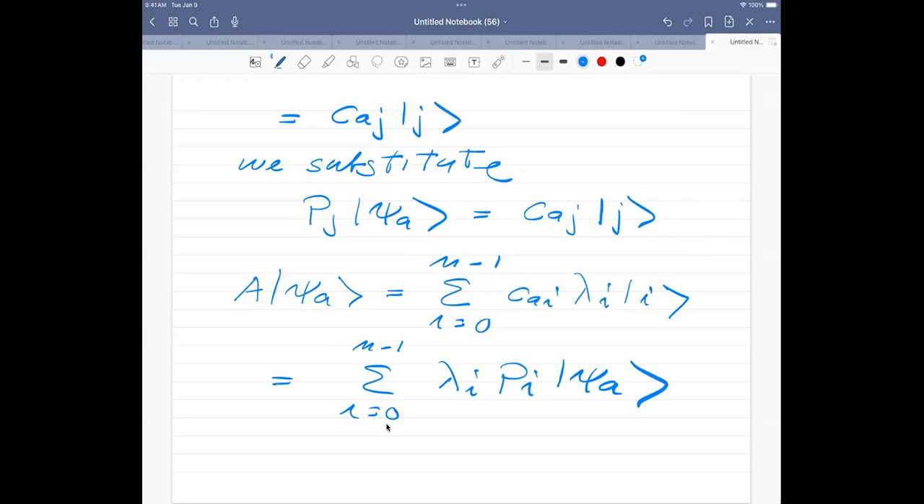So from this, we deduce the following. And this is the spectral decomposition of an operator. So what we can deduce then is the following expression, which you will find handy when it comes to definitions of measurement.